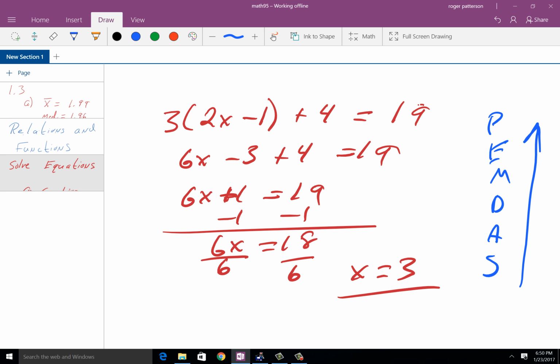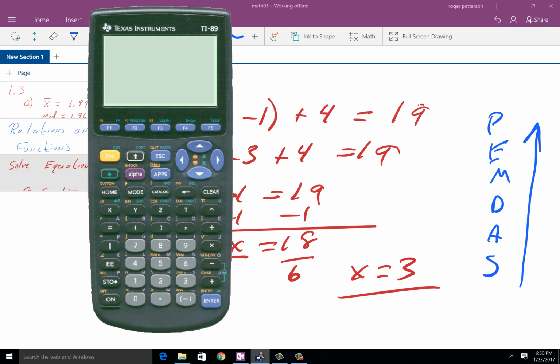So, there it is. What if we decided we want to do it graphically? So I want to get my little calculator out. Here it is. And I'll show you on Desmos too. So there's my little calculator.